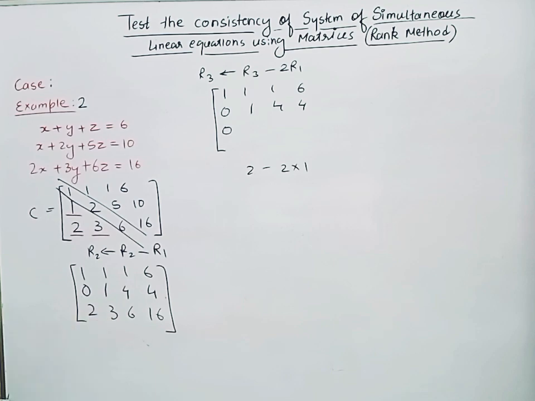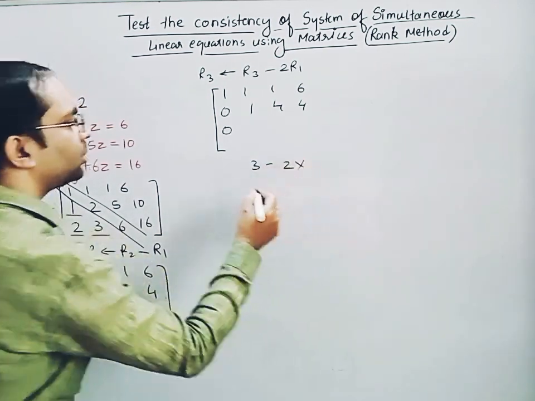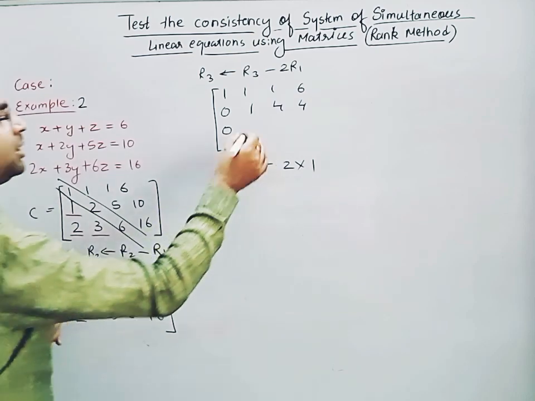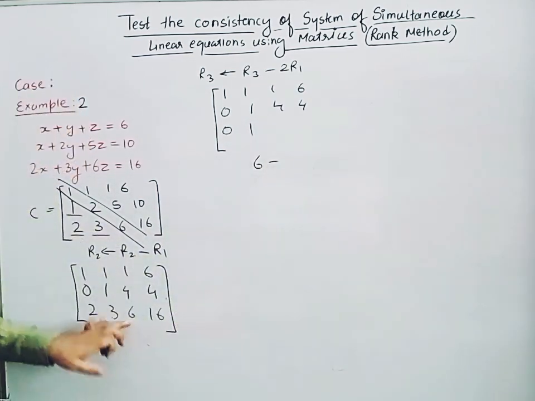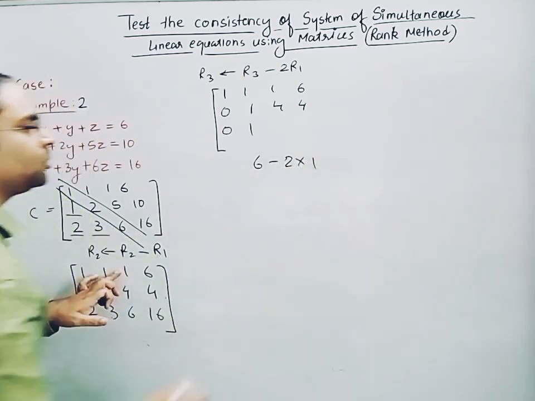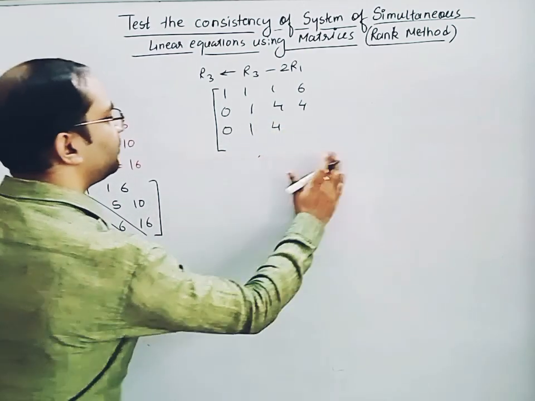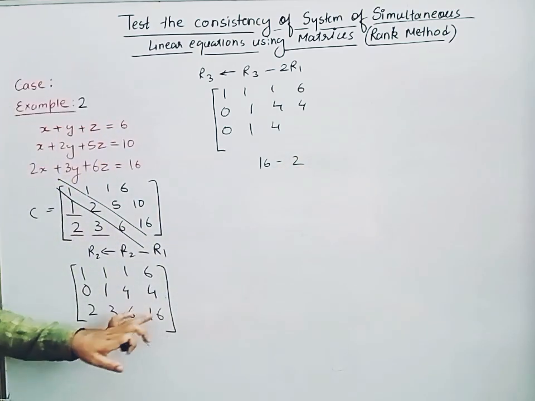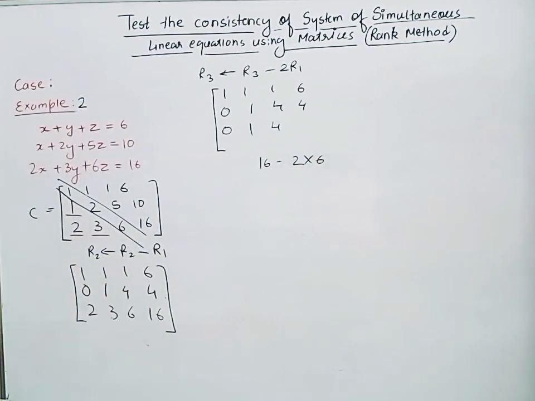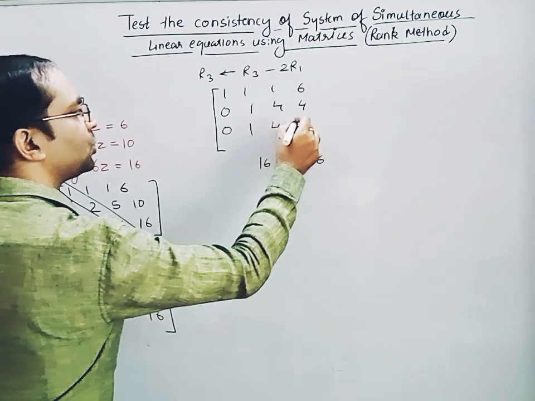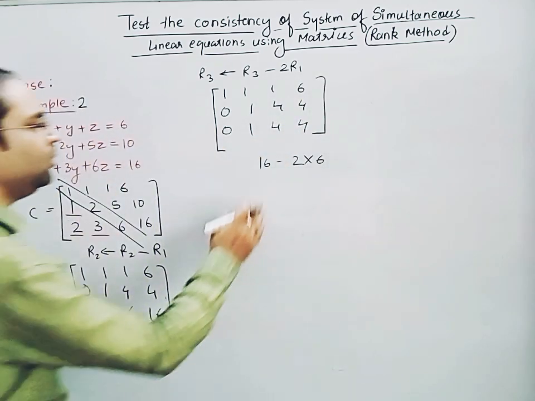Then for this element, we have 3 minus 2 into 1, actually 3 minus 2, which is 1. For the next, we have 6 minus 2 into 1, which is 6 minus 2, that is 4. And for the last one, we have 16 minus 2 into 6. That is 6 2s are 12. 16 minus 12 is 4. So you can see this element is also converted into 0.